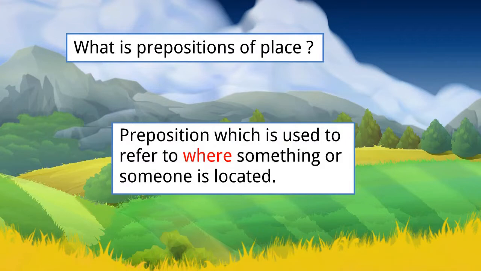Today we are going to learn prepositions of place. What is prepositions of place? Prepositions of place is preposition which is used to refer to where something or someone is located.